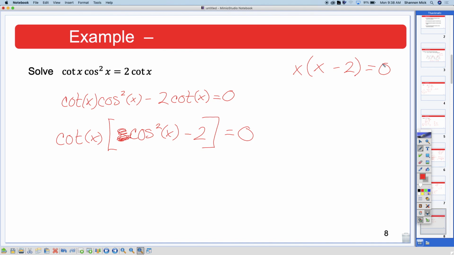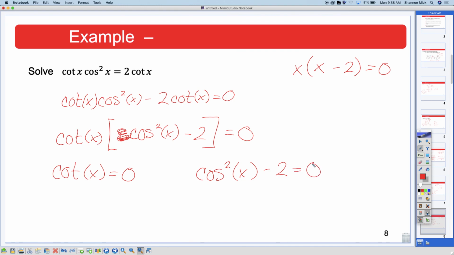0. Okay, so I now have cotangent of x equals 0, and cosine squared of x equals 0. Oops, minus 2. I just forgot my minus 2. It does make a difference in the problem, though.